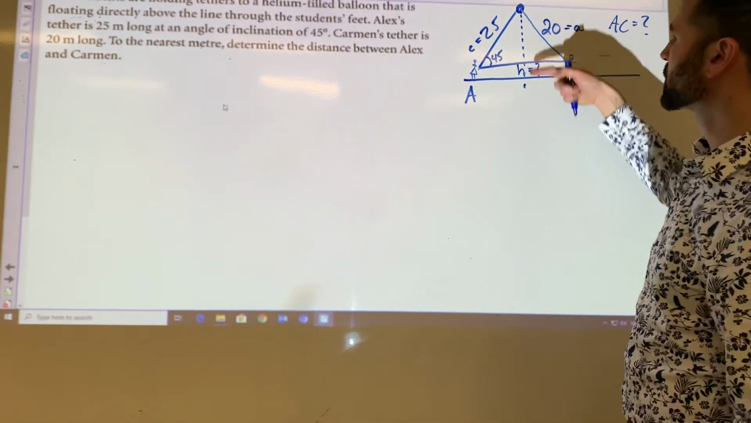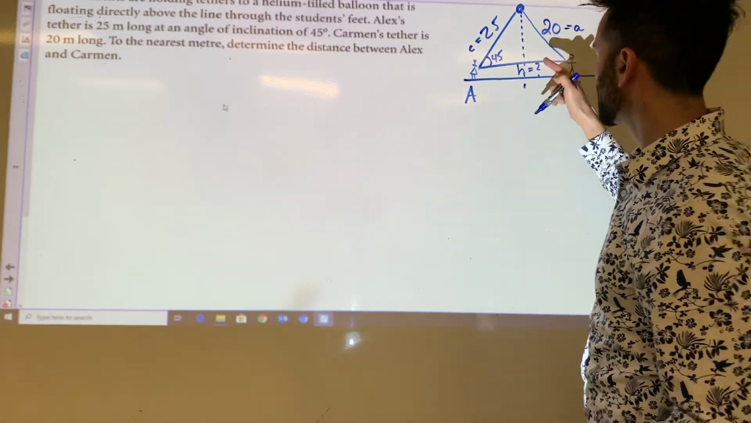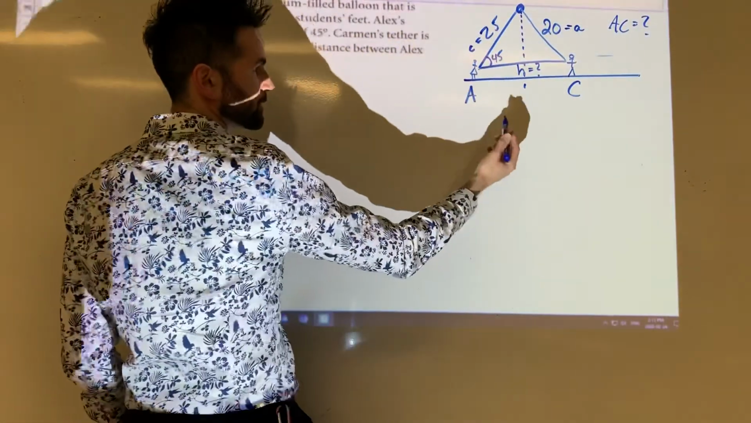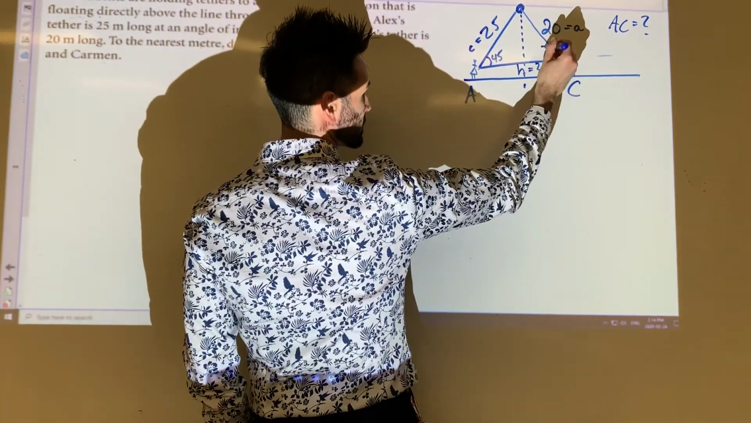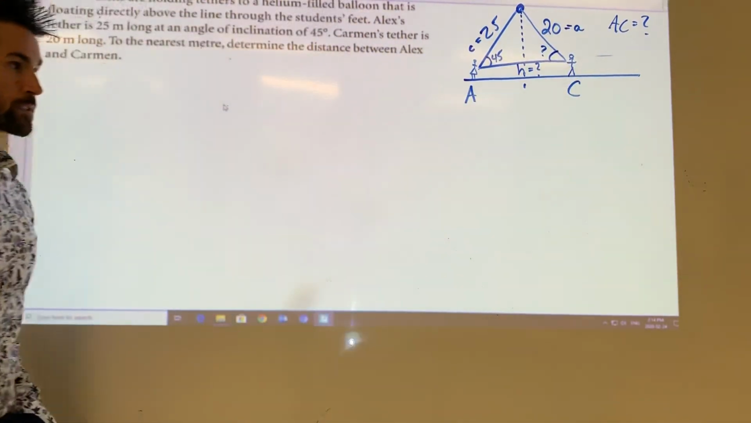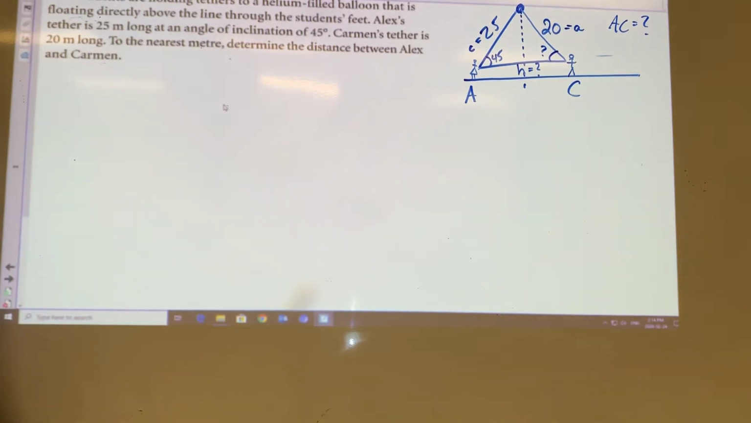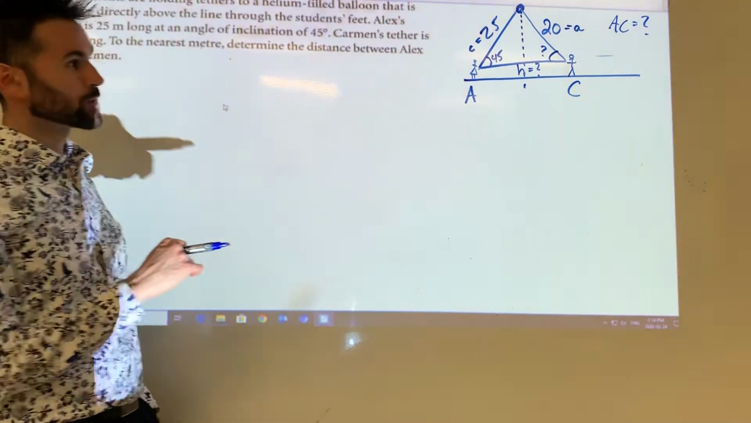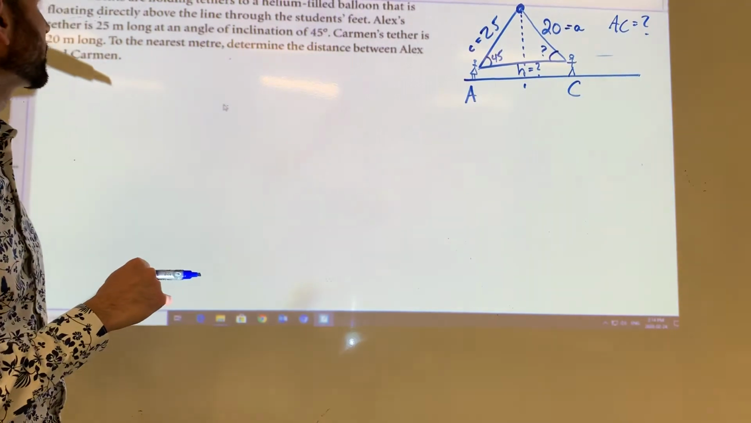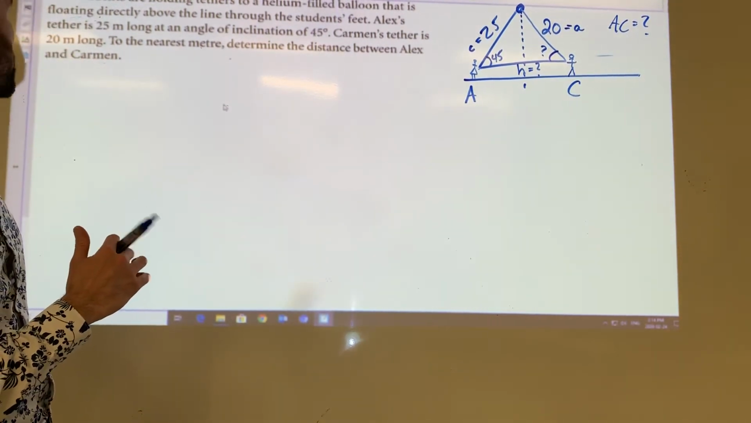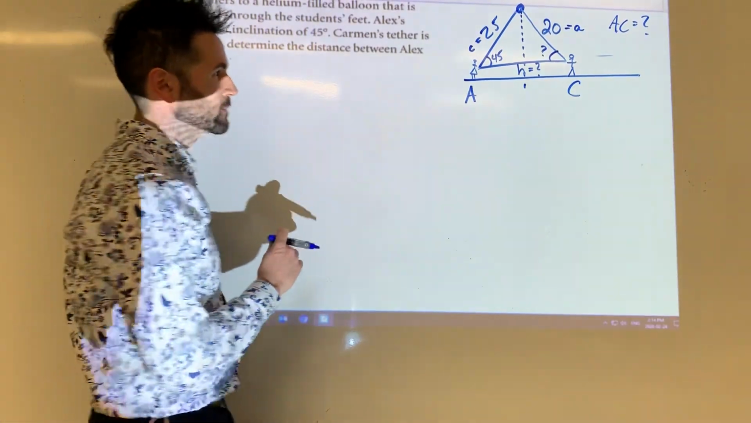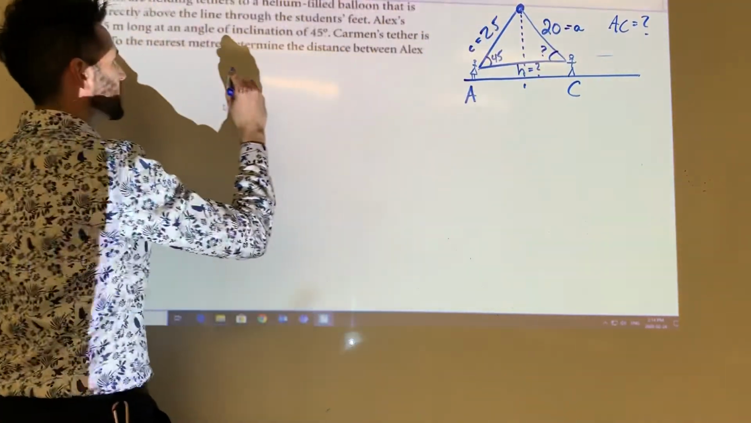So right now I don't know enough, but I could use this ratio. What could I find that would help me? So it looks like we have to solve the triangle. There are other ways of doing this question, by the way. But yeah, we're going to have to find angle C.